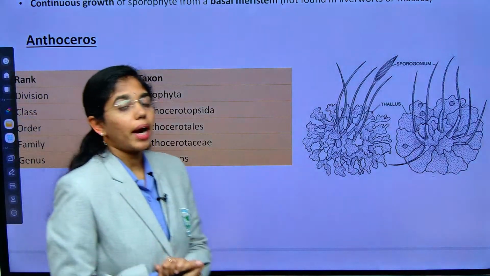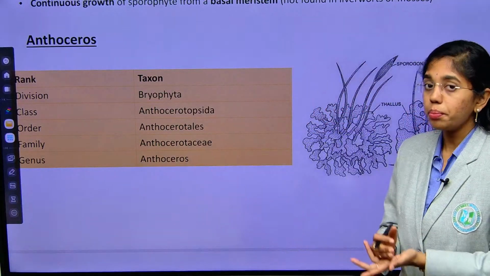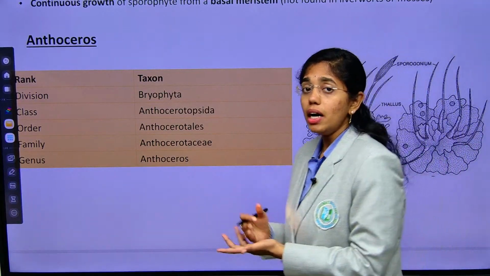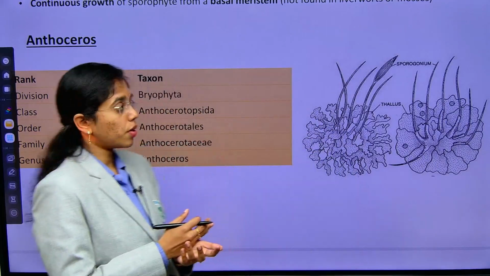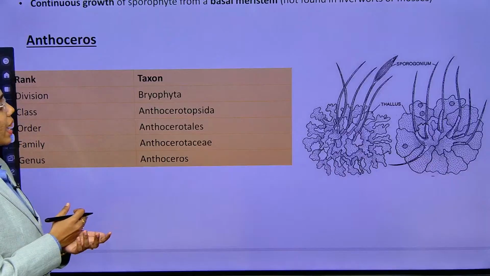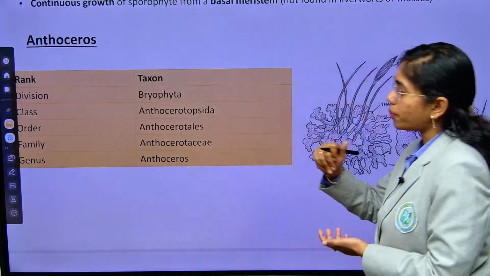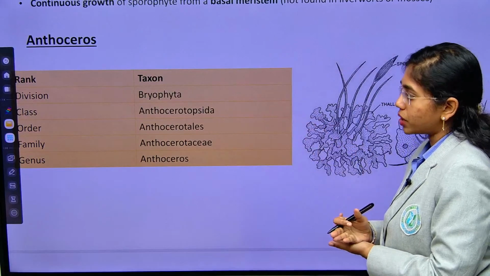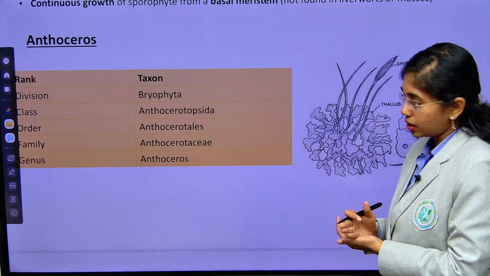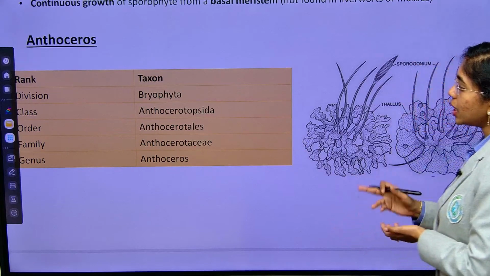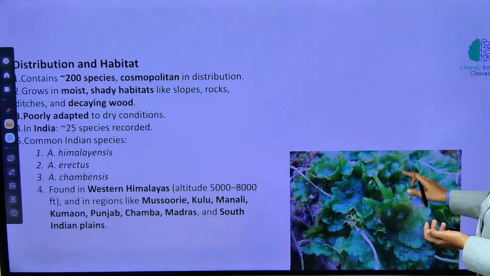Yes, from Bryophytes today we are going to discuss Anthoceros and Polytrichum in detail, along with the ecological and economic importance of Bryophytes. So, first, if you see the systematic position of Anthoceros, it belongs to the division Bryophyta, class Anthocerotopsida, order Anthocerotales, family Anthocerotaceae and genus Anthoceros. Okay, this is the systematic position of Anthoceros.